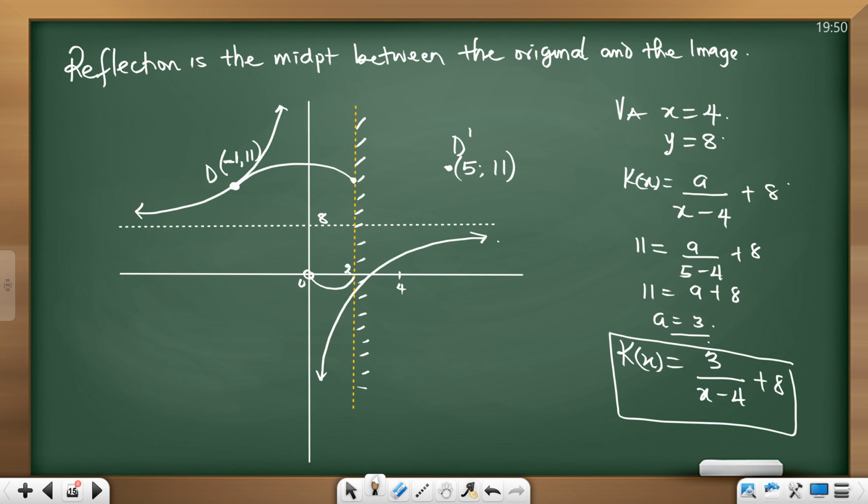I lose you. Where? What did I know? It's fun. Where did I lose you? What? Midpoint. The point.